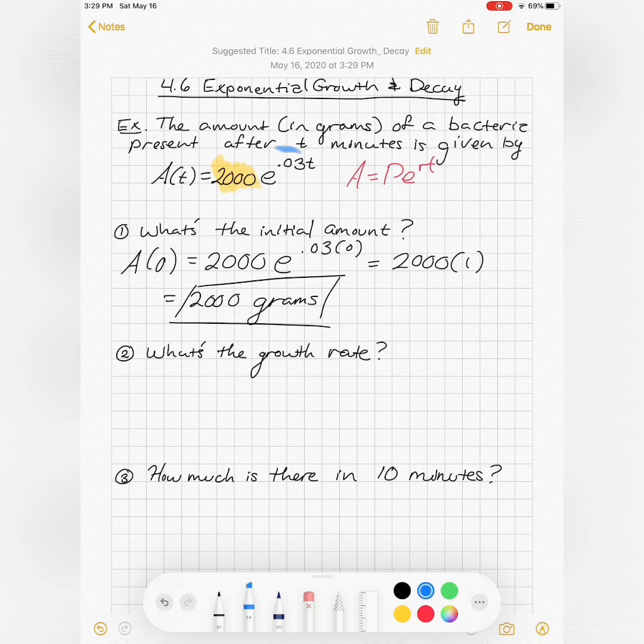Remember the growth rate I can also read off. So that looks like 0.03. Remember we give that as a percentage. And then I have to put some units on this. So let's see, this is growing. This is grams per minute. So this is growing by 3% grams per minute.